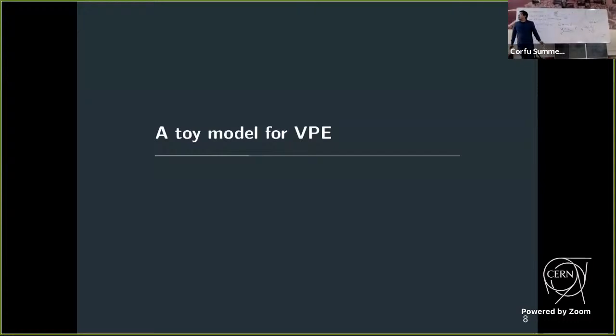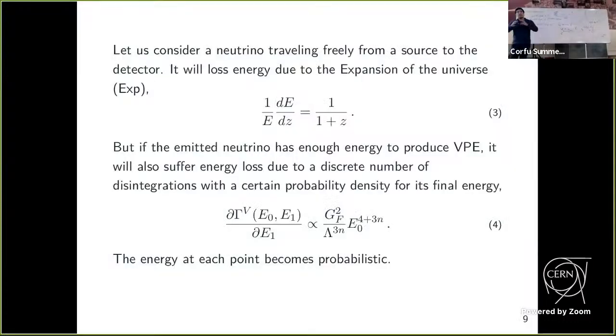So now, we want to construct a very simple model, a toy model for this. If we consider a neutrino traveling free from the emission to the detection, the neutrino will lose energy due to the expansion of the universe. This is perfectly defined. But in the moment the neutrino has enough energy to produce the pair emission, the pair emission is a probabilistic process in which the final energy has a probability distribution. So now the energy at each point of the trajectory is not defined anymore.